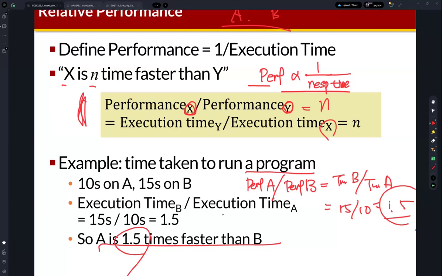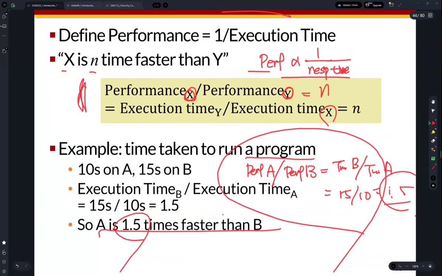In a midterm exam, and also in the homework assignment, you will be asked to compare the performance of A and B. Then you need to answer that the performance of A is X times faster than the performance of B. So in the exam or in a homework assignment, you need to answer like A is X times faster than B, based on this equation.